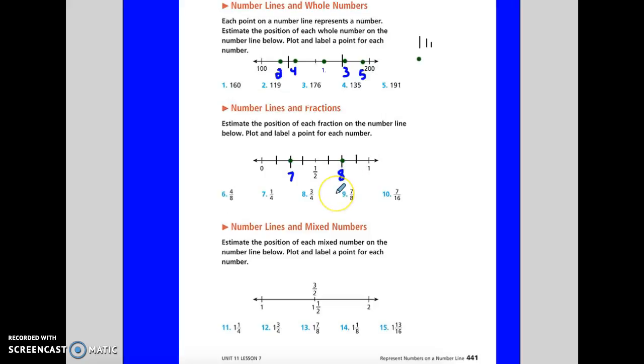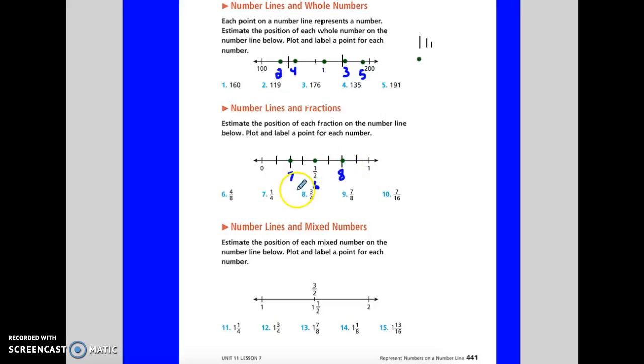And then we did the 8ths. So 4/8. I'm going to count over 1, 2, 3, 4 of the 8 pieces that I divided it into. 4/8 is the same as 1/2, right? If I simplified that 4/8, I would get 1/2. So that one we know is right. So that's number 6.